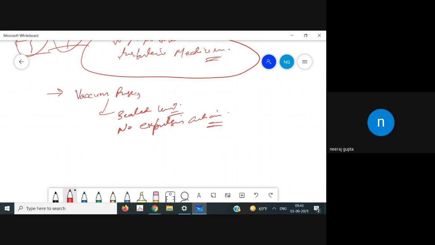No expulsion action is there, and because the medium is a vacuum, no ions are present there. So interruption in that very case occurs due to the rapid buildup of dielectric strength.